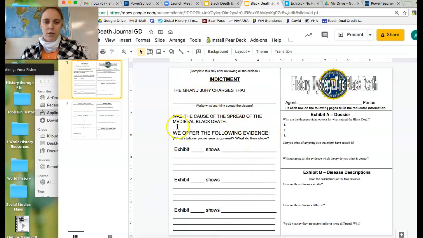We will not do this part. You do not need to fill out this part of the sheet. I'm way more concerned that you went through the evidence.